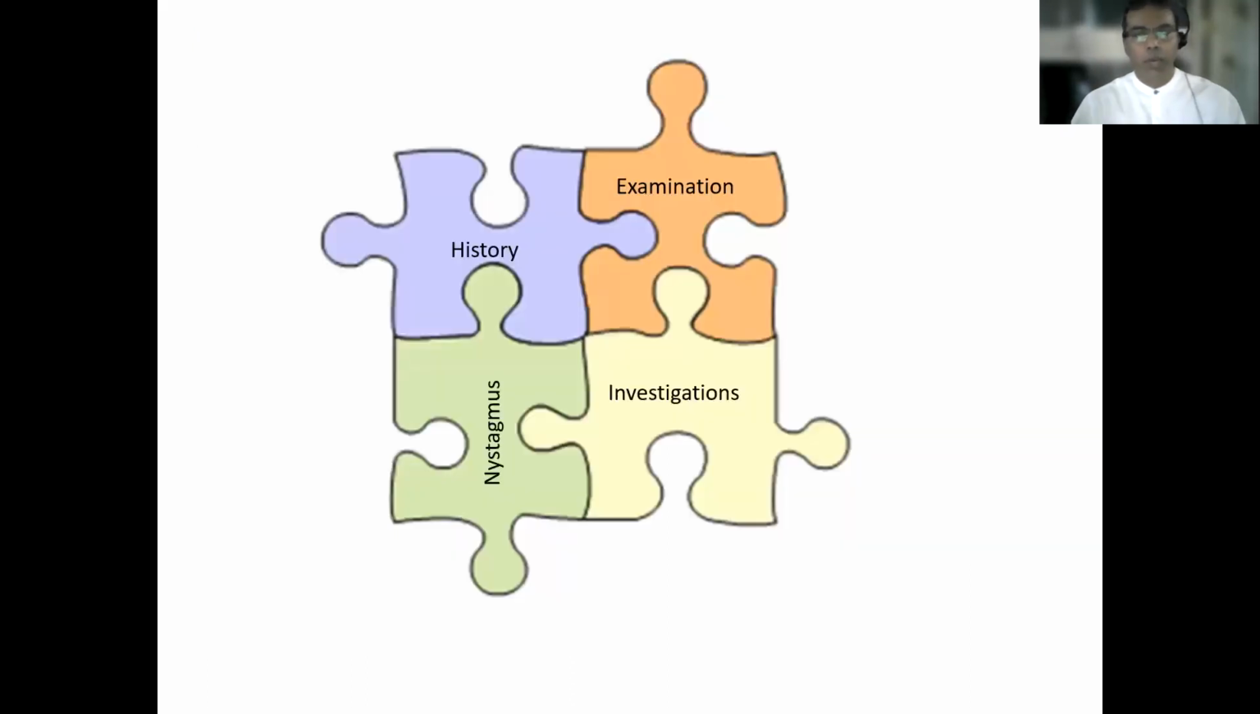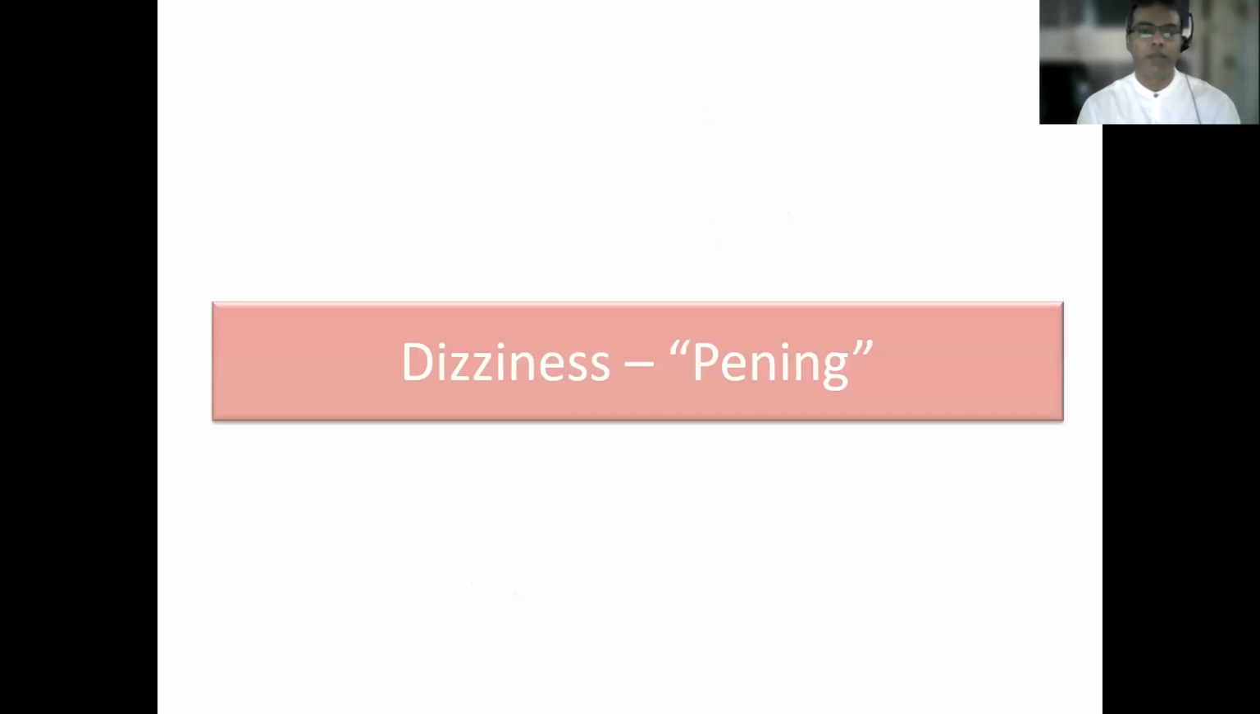So to come to a diagnosis, it is like a jigsaw puzzle. We need to have good history, which is the real foundation of establishing our diagnosis, proper examination, followed by appropriate investigations. And one of the key factors that we look for in our examination is the eye findings, okay? One of which is nystagmus.